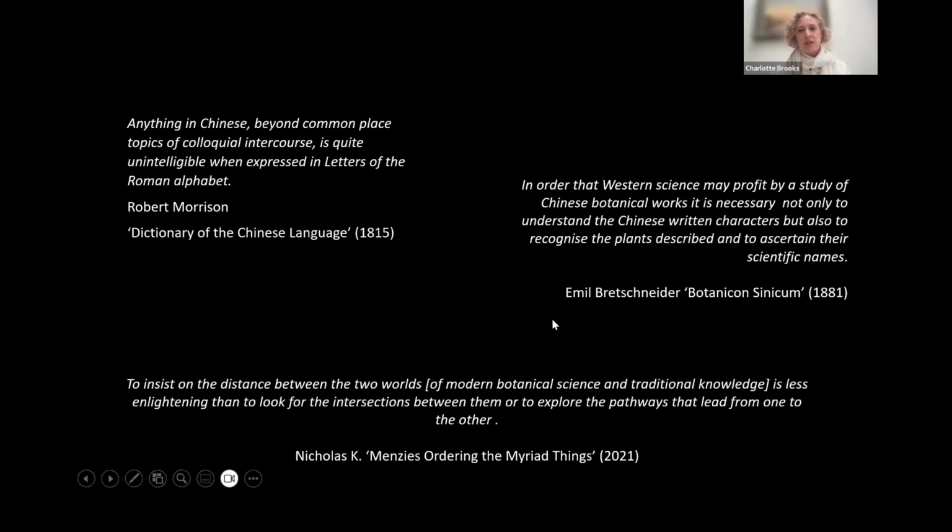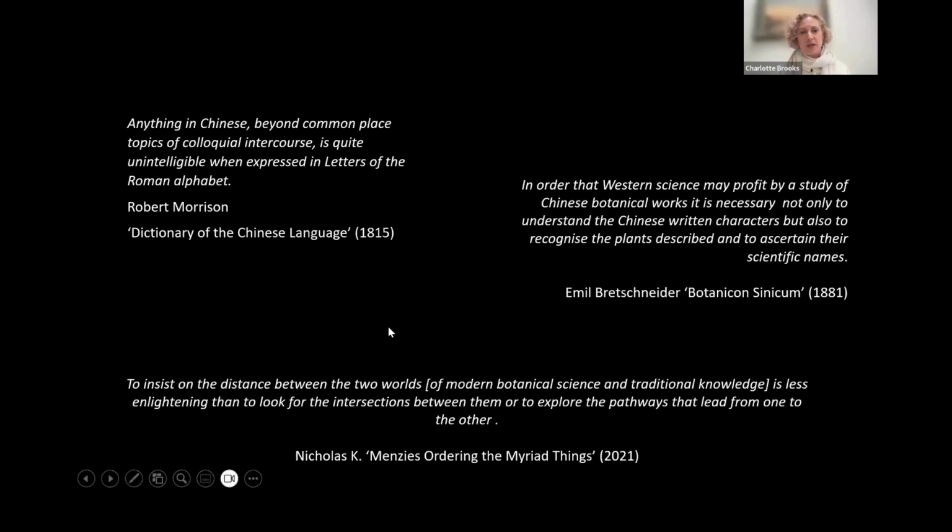Slightly later in the 19th century, Emil Bretschneider, in 1881, wrote that in order that science, Western science, may profit from a study of Chinese botanical works, it is necessary not only to understand the Chinese written characters, but also to recognize the plants described to ascertain their scientific names. So again, here he's talking about the fact that we need to have an understanding from a Chinese point of view as well as a Western point of view.